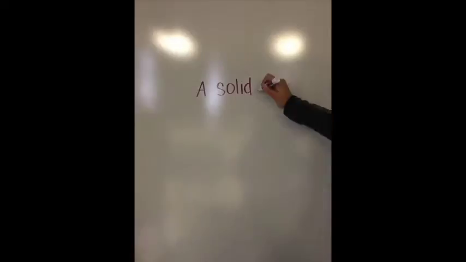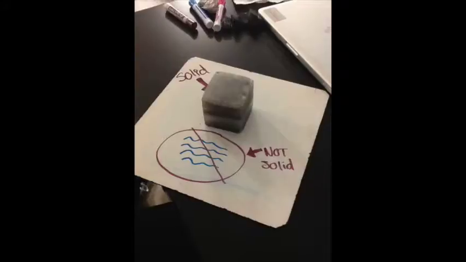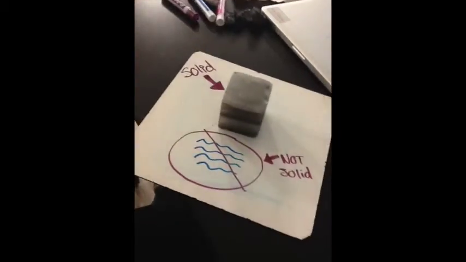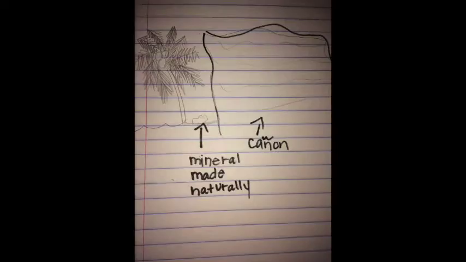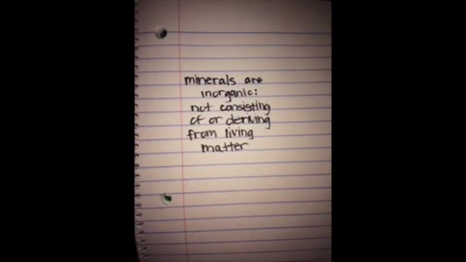Minerals. A solid substance of natural occurrence. For example, this mineral is a solid. Minerals are naturally occurring, which means they only exist by nature and without artificial aid. Minerals are inorganic, which means that they do not consist of or derive from living matter.